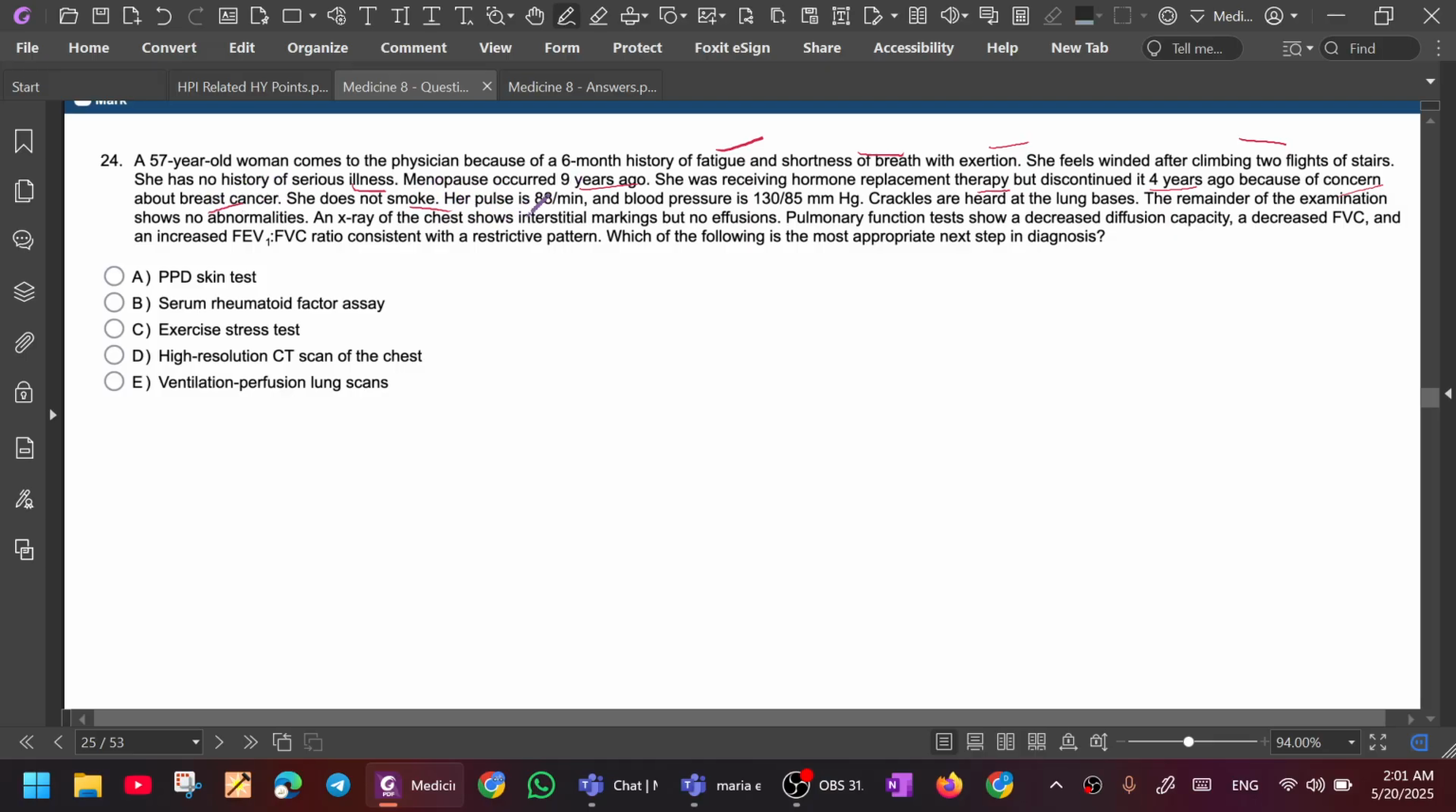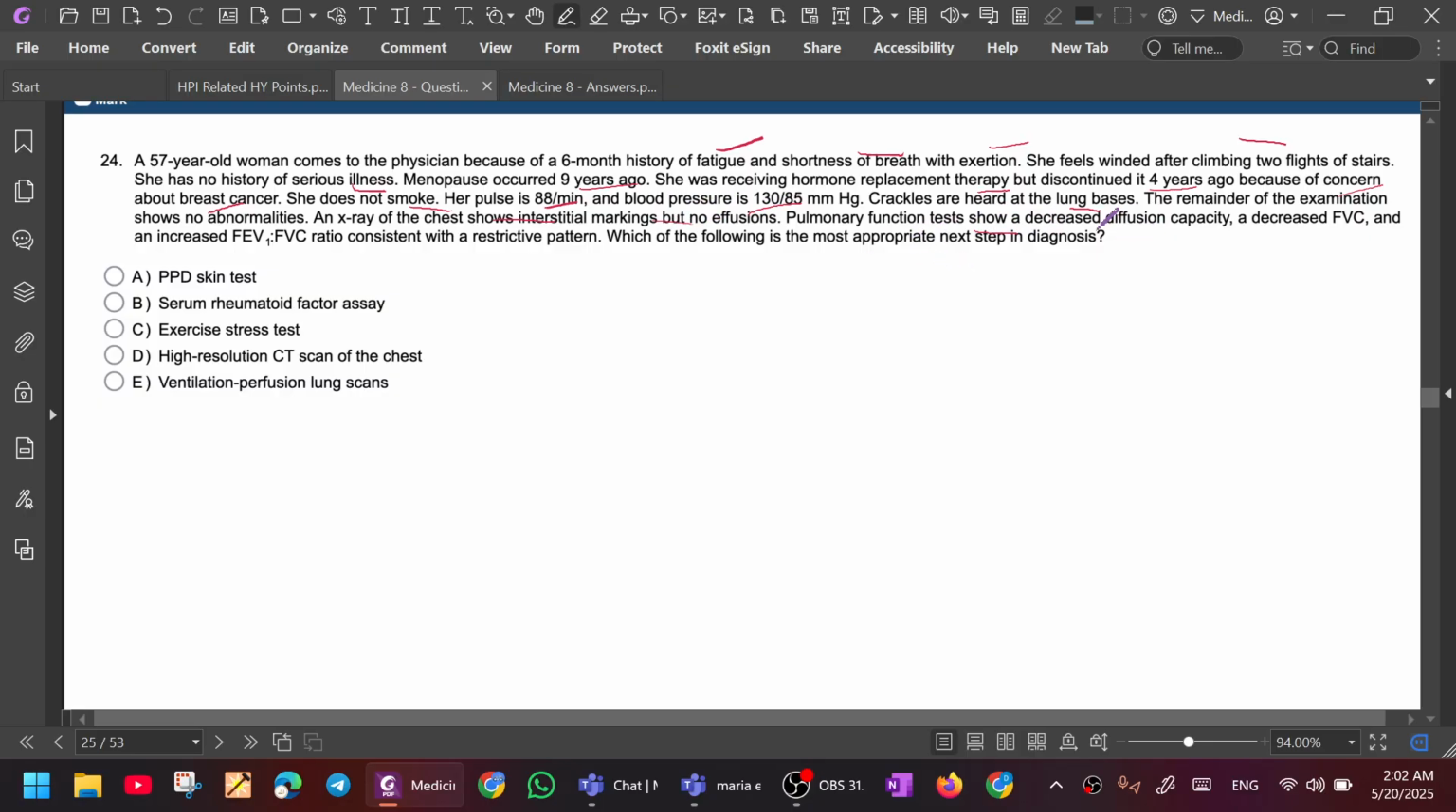She does not smoke. Her pulse is 88 per minute. Blood pressure is 130/80. Crackles are heard on the lung base. The remainder of the examination shows no abnormality. Chest X-ray shows interstitial markings but no effusion.